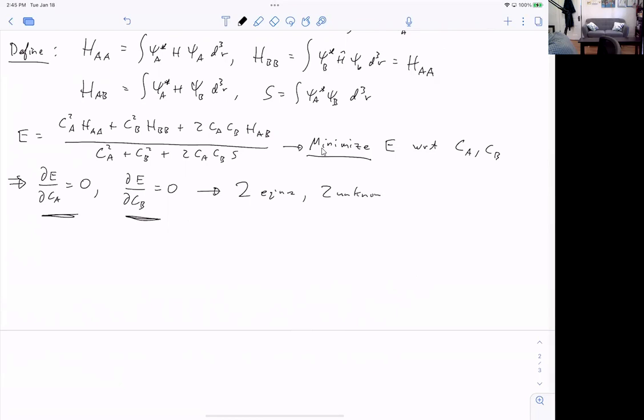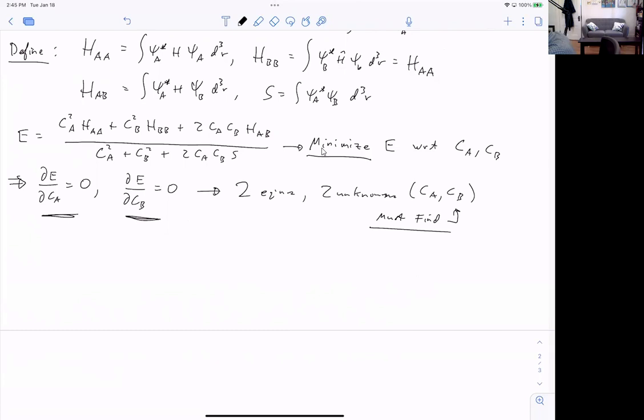And the unknowns are C A and C B, those parameters. So that's what we must find. That's the whole point, that's what we're trying to find. That's the whole point of all this. I should have said that before.